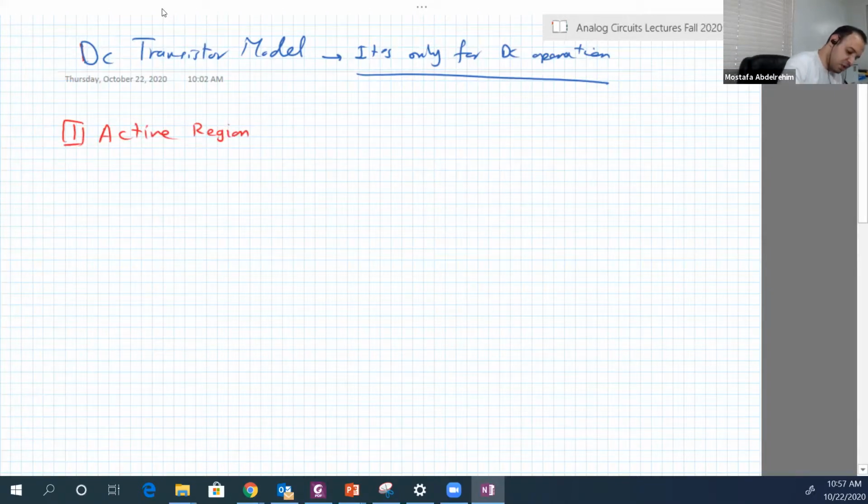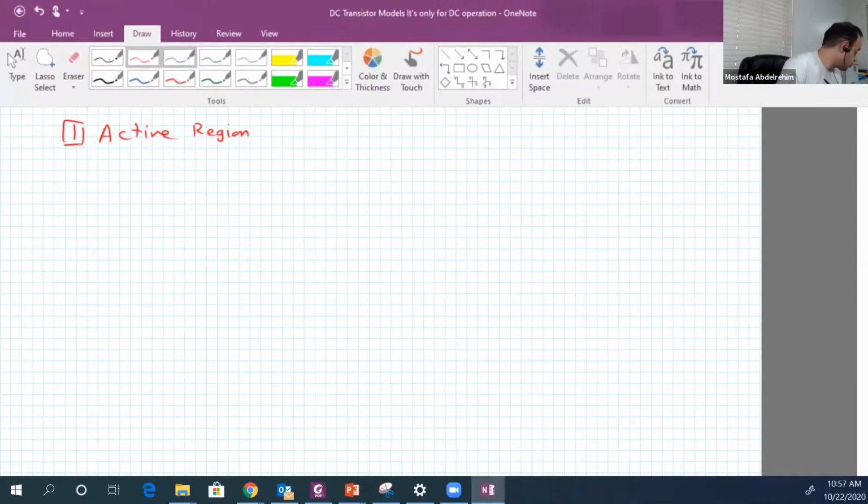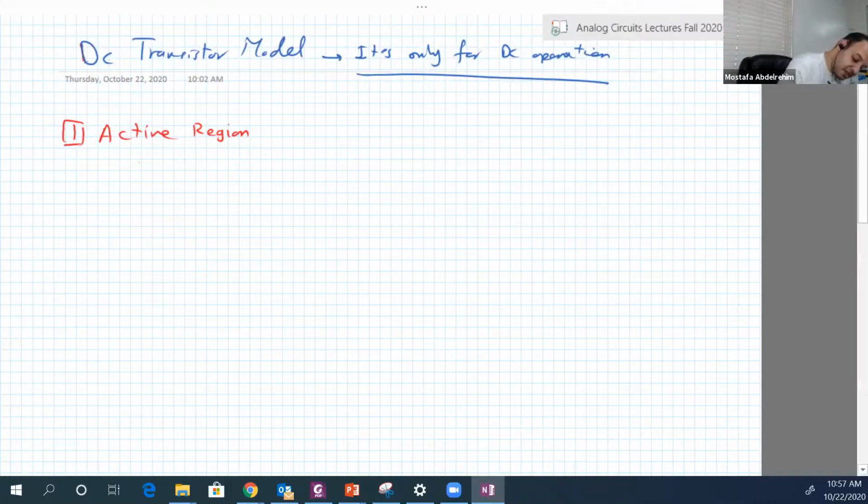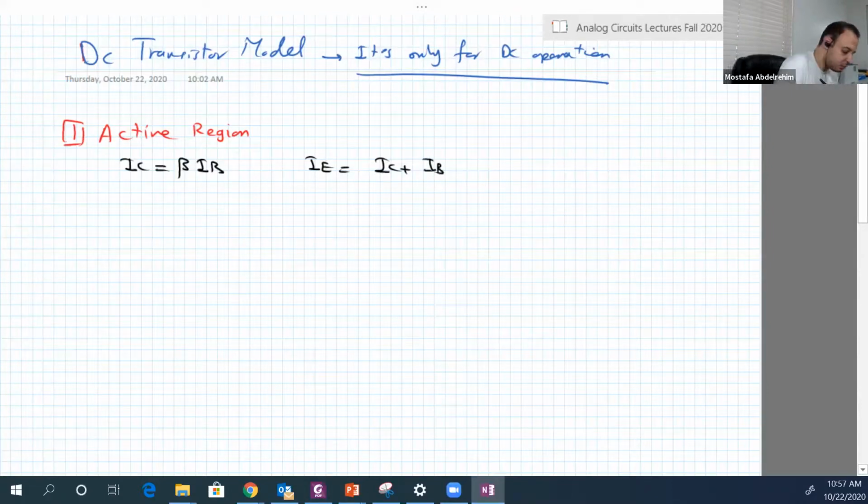For the active region, what do we have? We have many things actually. We have IC equal to beta IB. We have IE equal to IC plus IB. You have VBE equal to 0.7. This will not change.